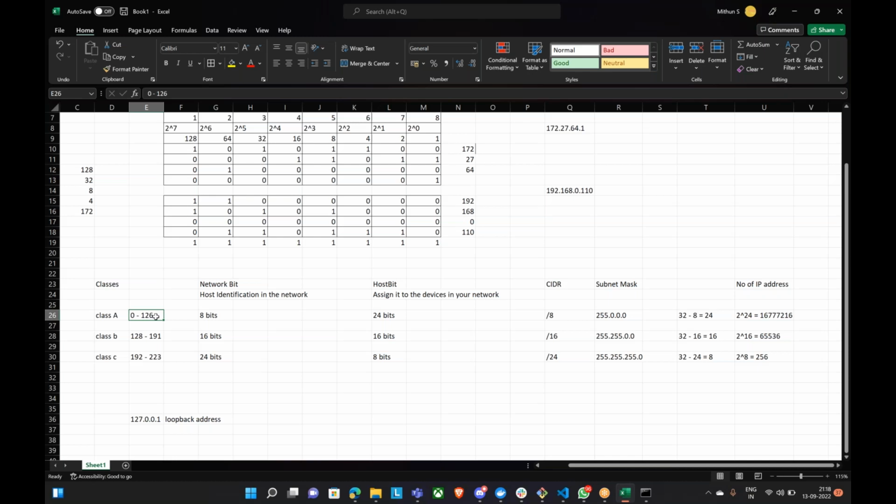So for example, a 10 series. Your network will start from like this, 10.0.0.0. So if my IP address is starting from 129, it is a class B, right? Yeah, correct.